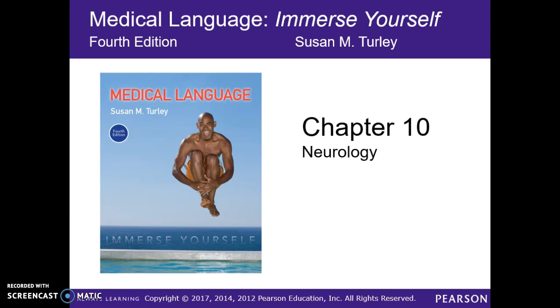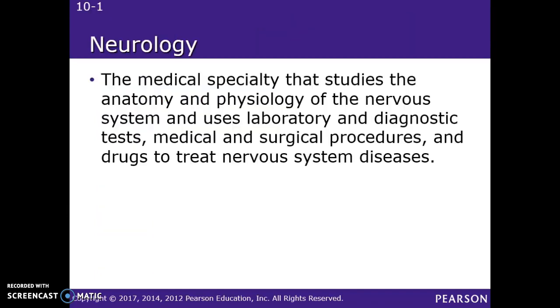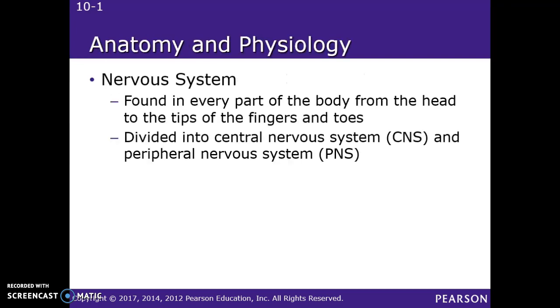So let's just take a quick peek at what is neurology. Neurology is the medical specialty that studies the nervous system. So we're going to look at all of the bits and pieces of the nervous system itself. And some might argue that the nervous system is the most important system within the body because it does run everything else. It's found in every single part of your body from head to toe. It's basically divided into the central nervous system and what we call the peripheral nervous system.